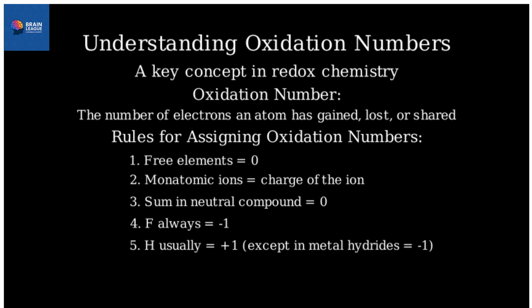Rule 5. Hydrogen usually has an oxidation number of +1, except in metal hydrides where it's -1. Rule 6. Oxygen typically has an oxidation number of -2, except in peroxides where it's -1. Now, let's look at some examples to understand how to assign oxidation numbers.